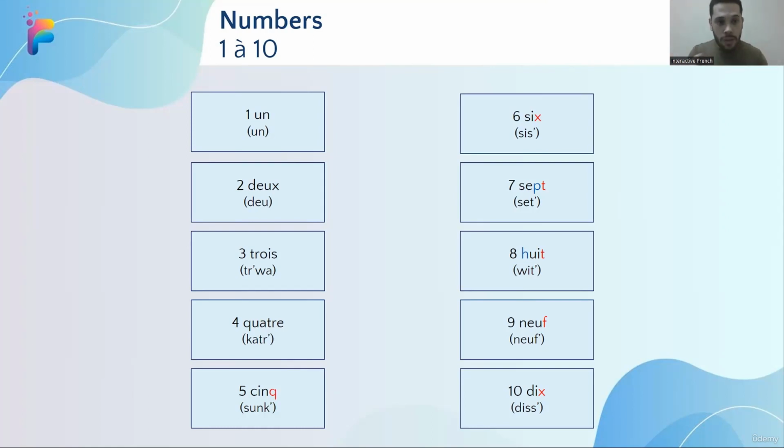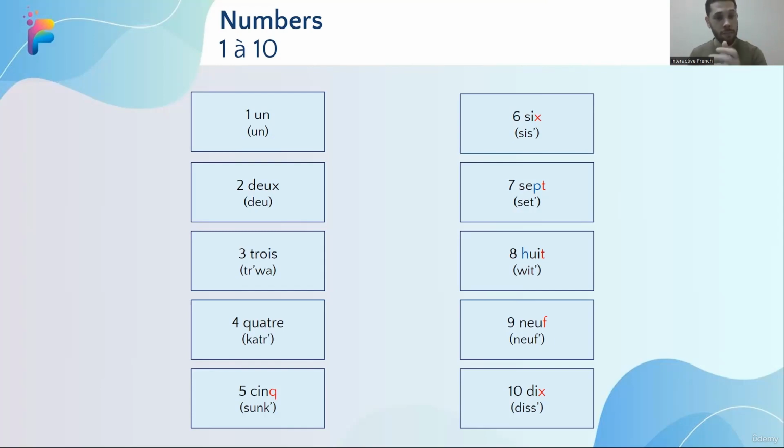Okay, so as you can see also on the numbers, we have some letters in red. The letters in red you pronounce, okay? So the Q at the end of cinq, make sure you pronounce the K sound. For six, you would pronounce the S at the end, right? Then we have sept, ending with T, right?